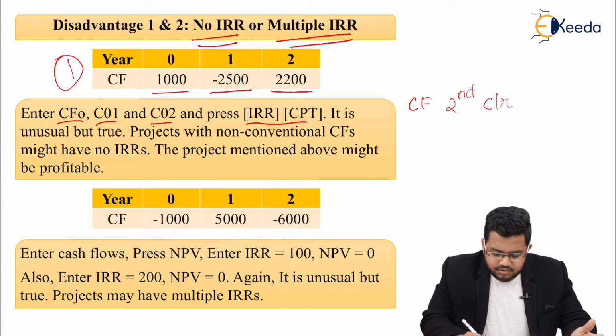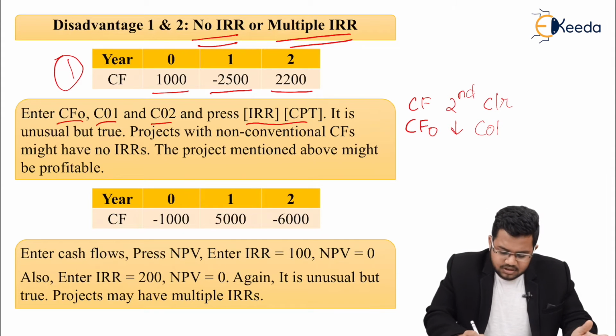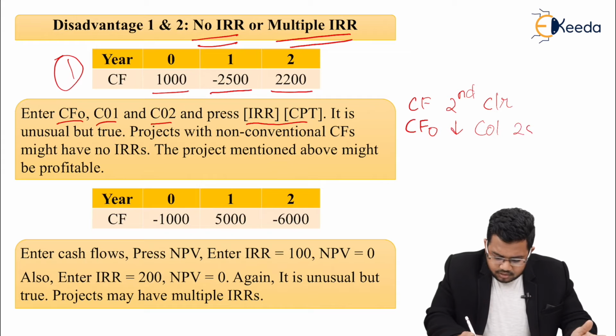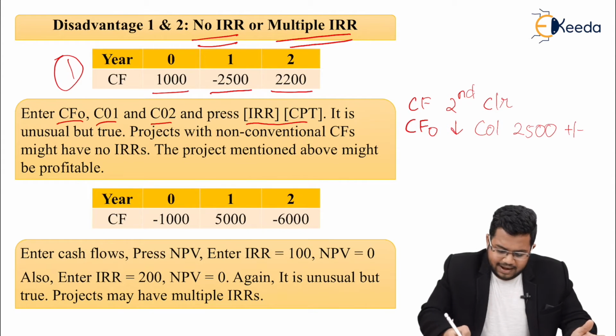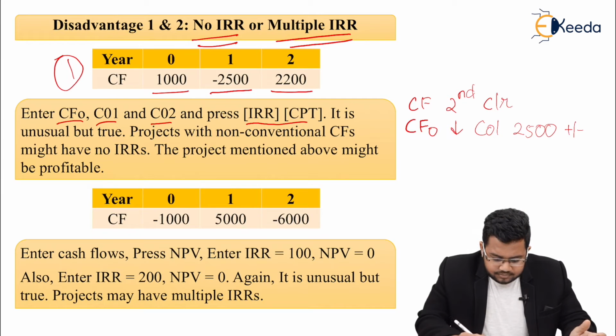Then you can enter first cash flow. Now it is positive, so 1000, enter, then down. Then you enter C01 as 2500 negative. How do you make it negative? Press 2500 and then press this plus minus sign and then enter. Go down again. Frequency would be 1.